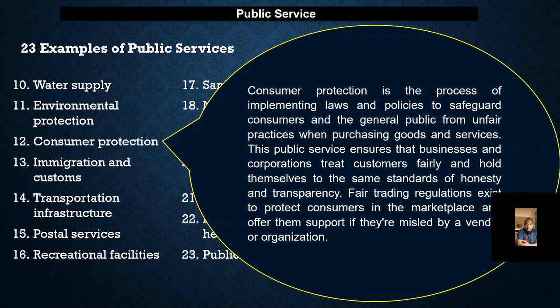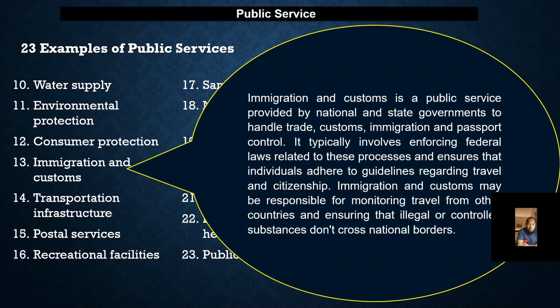Number 13, immigration and customs. Immigration and customs is a public service provided by national and state governments to handle trade, customs, immigration, and passport control. It typically involves enforcing federal laws related to these processes and ensures that individuals adhere to guidelines regarding travel and citizenship. Sure, immigration and customs may be responsible for monitoring travel from other countries and ensuring that illegal or controlled substances don't cross national borders.